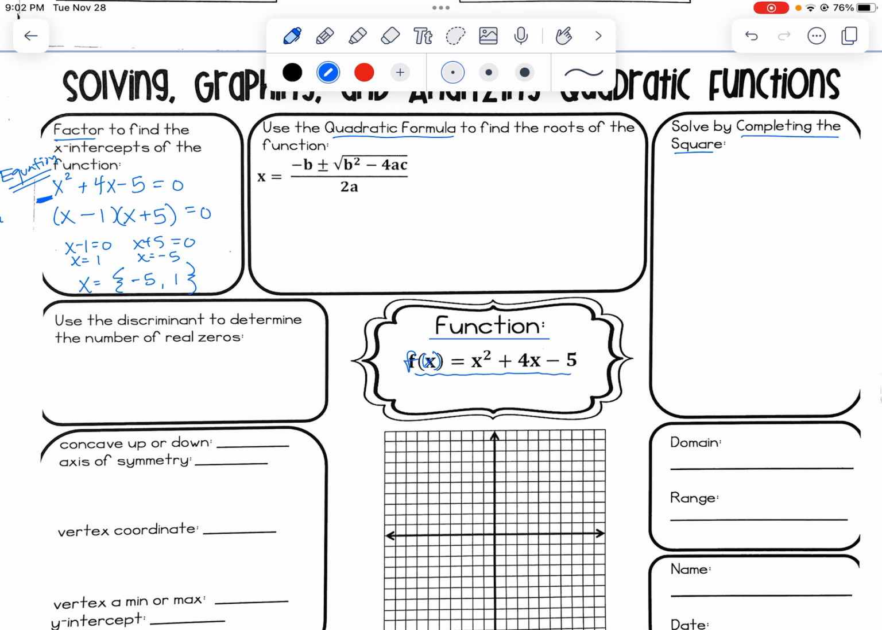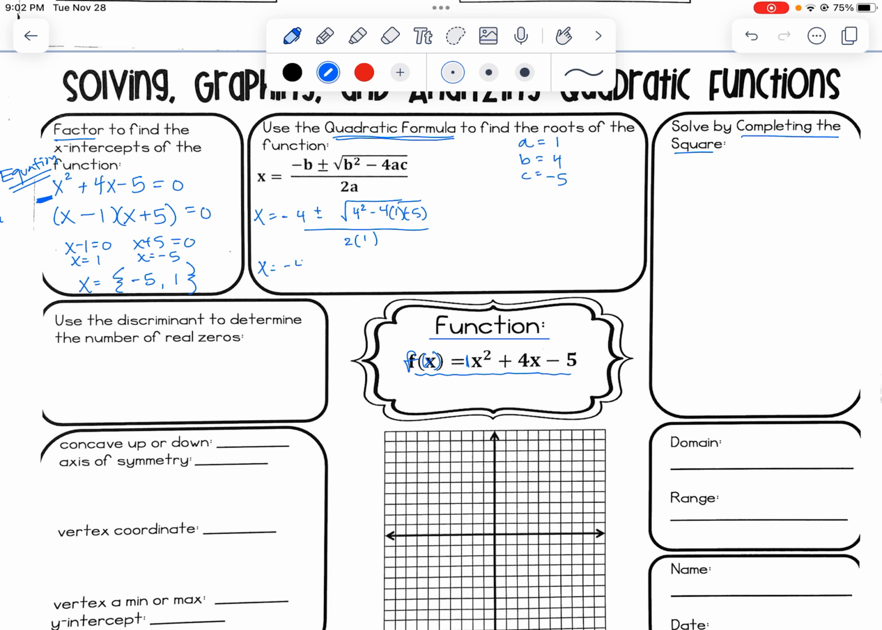Okay, now if I want to use the quadratic formula, since I'm working with the same equation, I better get the same results. Remembering that this is a matter of substitution, I'm plugging in the values for a, which in this case is 1, b, which is 4, and c, which is negative 5. So x equals negative b, so that's negative 4, plus or minus the square root of 4 squared minus 4 times 1 times negative 5, and that's all over 2 times 1.